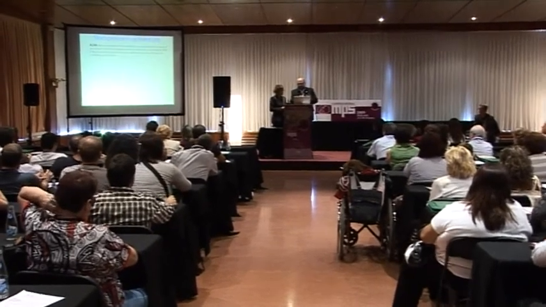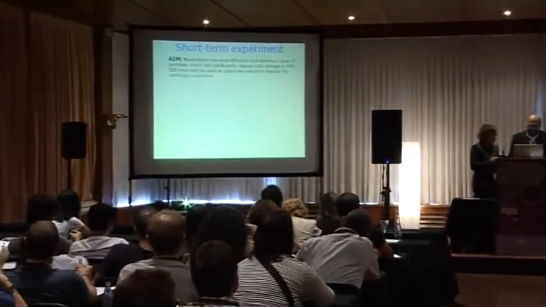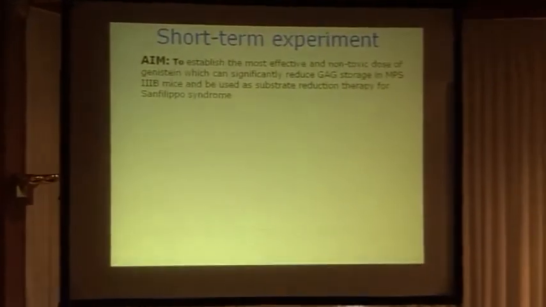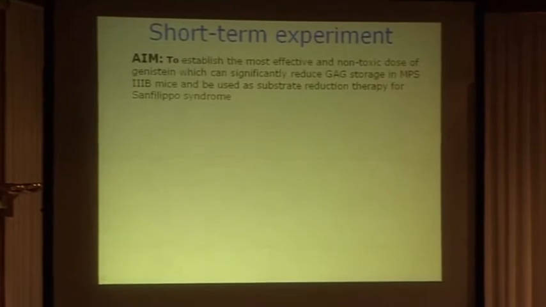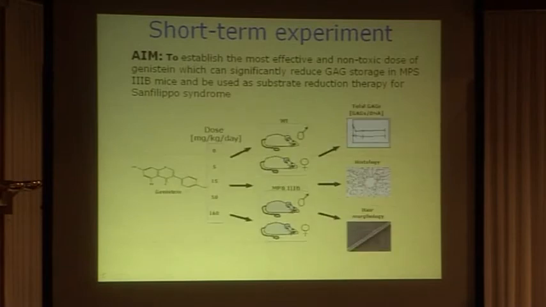The first one was the short-term experiment, with mice affected with Sanfilippo B. And the main aim of this short-term project was to find out which is the effective non-toxic dose. The most important thing is to know the toxicity of genistein, and to know what dose we can reach so that it is not toxic. So we use several doses.